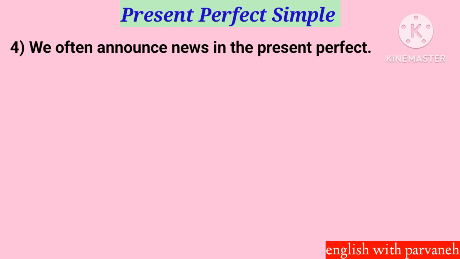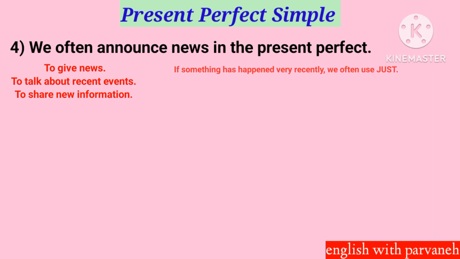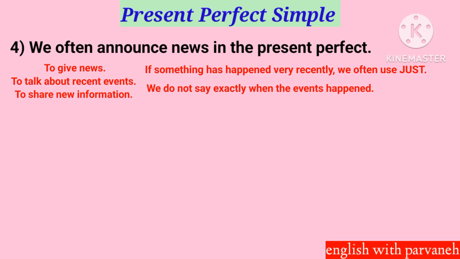Number 4, we often announce news in the present perfect. We use the present perfect simple to give news. To talk about recent events, we also use the present perfect simple. If something has happened very recently, we often use just. So we use the present perfect to give news when we do not say exactly when the events happened, or we use it to talk about recent events.